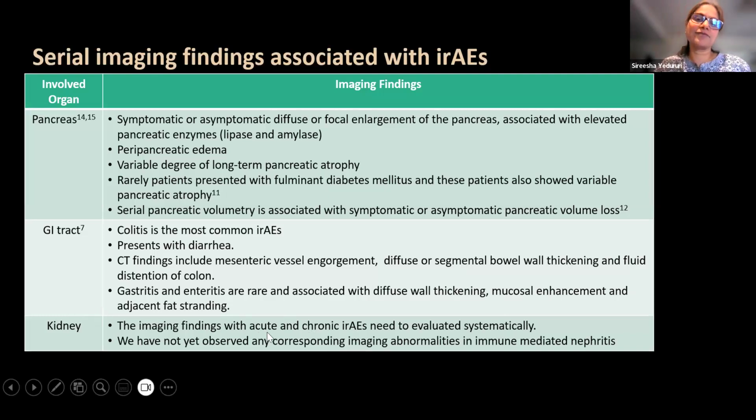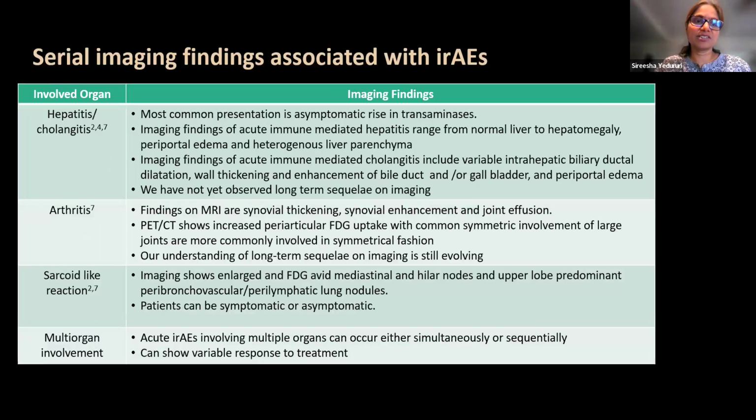I've seen patients presenting with renal failure, but imaging-wise, not much. Hepatitis and cholangitis is another reason why we image patients. Another most common presentation is asymptomatic rise in transaminases. Imaging findings range from normal liver to hepatomegaly to periportal edema or heterogeneous liver parenchyma, heterogeneous enhancement of the liver.